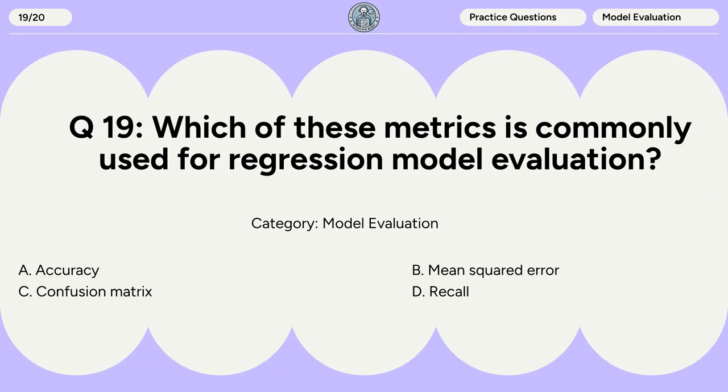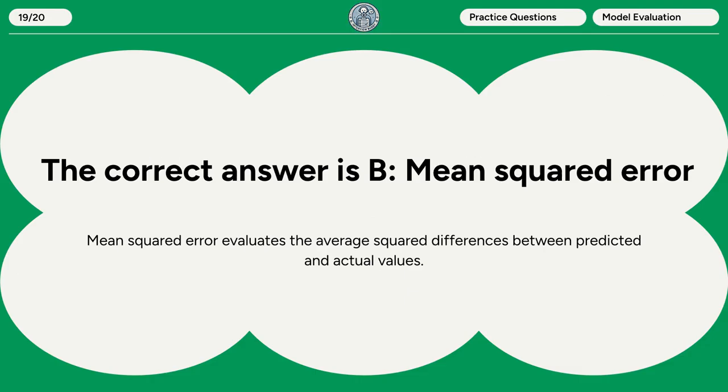Question 19. Which of these metrics is commonly used for regression model evaluation? A. Accuracy. B. Mean squared error. C. Confusion matrix. D. Recall. The correct answer is B. Mean squared error. Mean squared error evaluates the average squared differences between predicted and actual values.